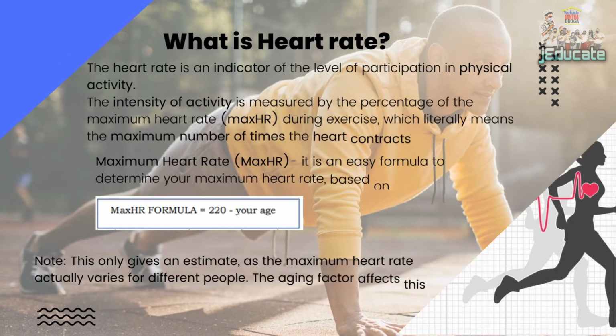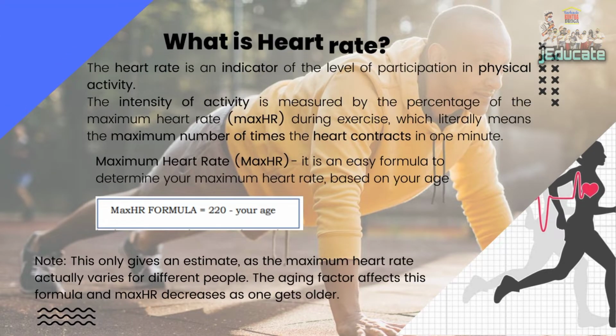What is heart rate? The heart rate is an indicator of the level of participation in physical activity. The intensity of activity is measured by the percentage of maximum heart rate during exercise, which literally means the maximum number of times the heart contracts in 1 minute.